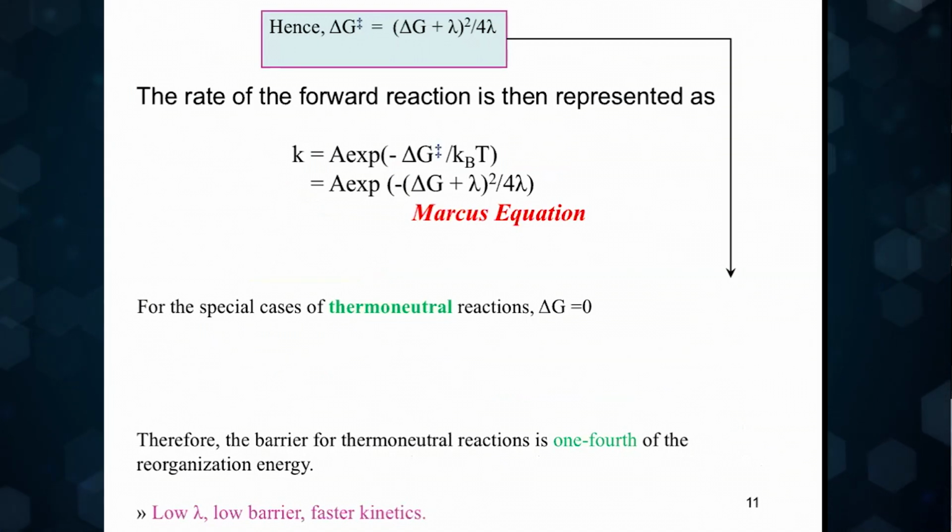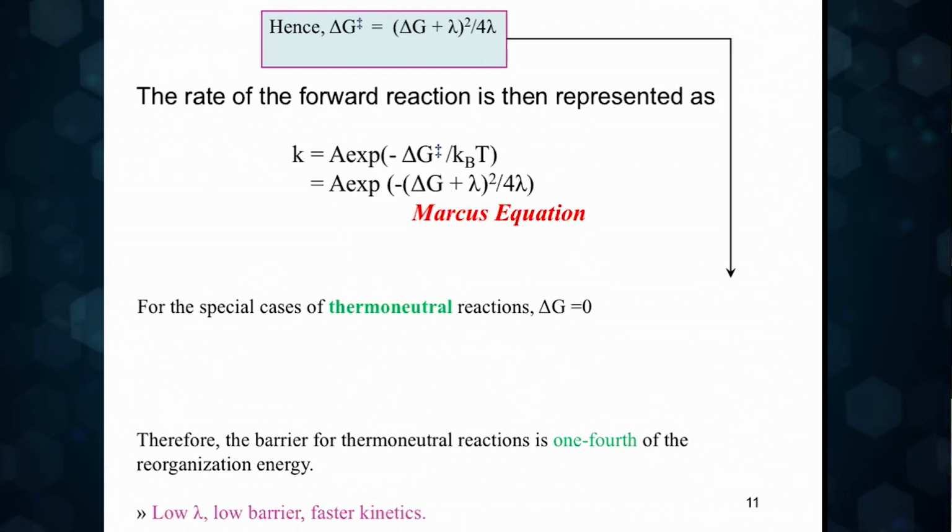Now, as we know from our very phenomenological Arrhenius kind of equation, once you know the free energy of activation of the reaction, you can right away calculate the reaction rate using this kind of an exponential term. And now once you substitute the free energy of activation, you get an equation for the reaction rate. And what is the equation for the reaction rate which we get? We get a form like this, where again the reaction rate depends on the square of the sum of the reaction energy and the reorganization energy. And this is what is called the Marcus equation.